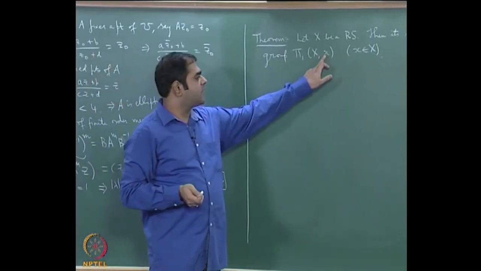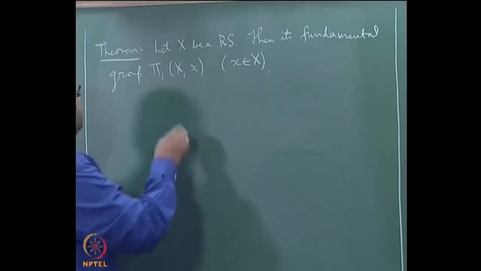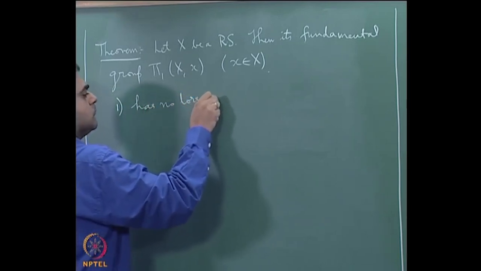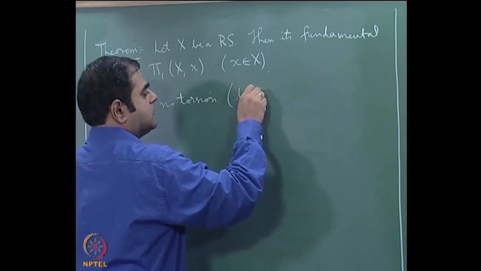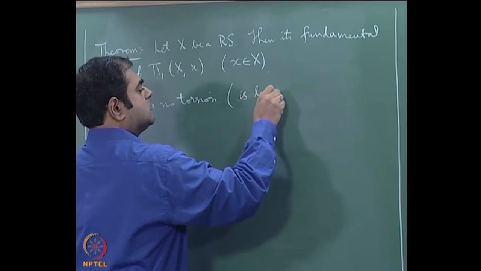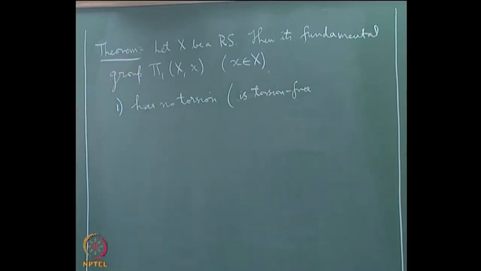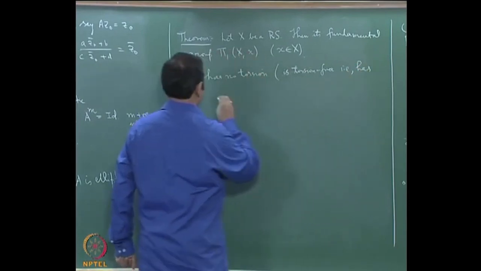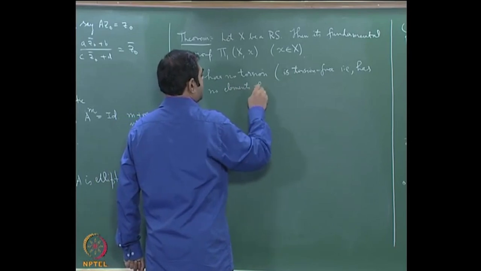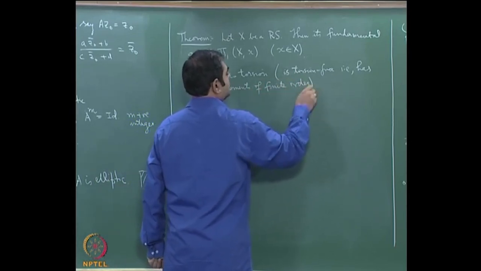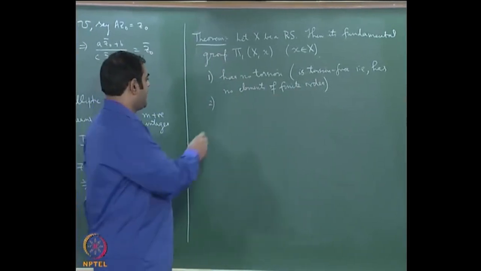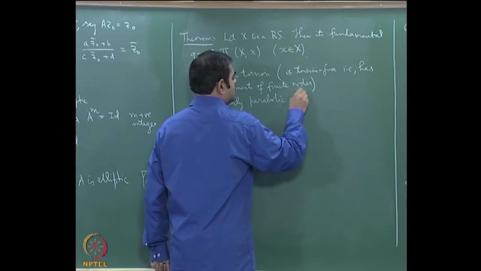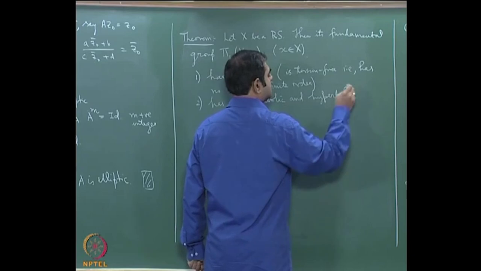So if you fix a base point small x in capital X and take the fundamental group, then the fundamental group pi 1 has no torsion, which is the same as saying that it is torsion free, and by that I mean it has no elements of finite order. Number 2, it has only parabolic and hyperbolic elements.